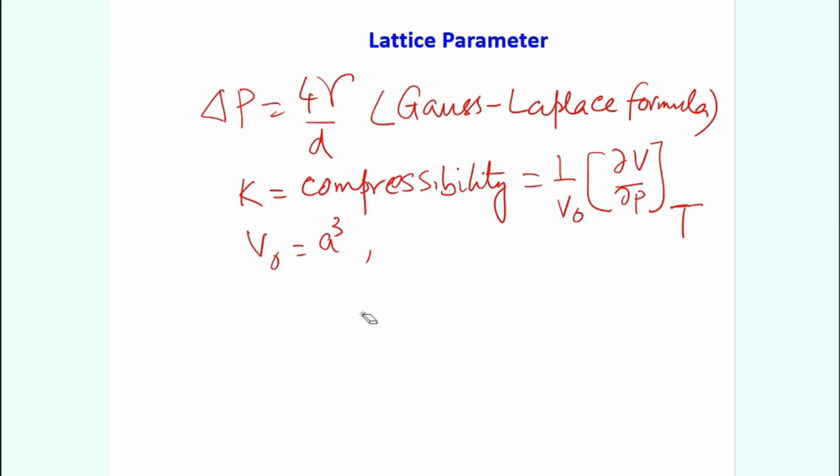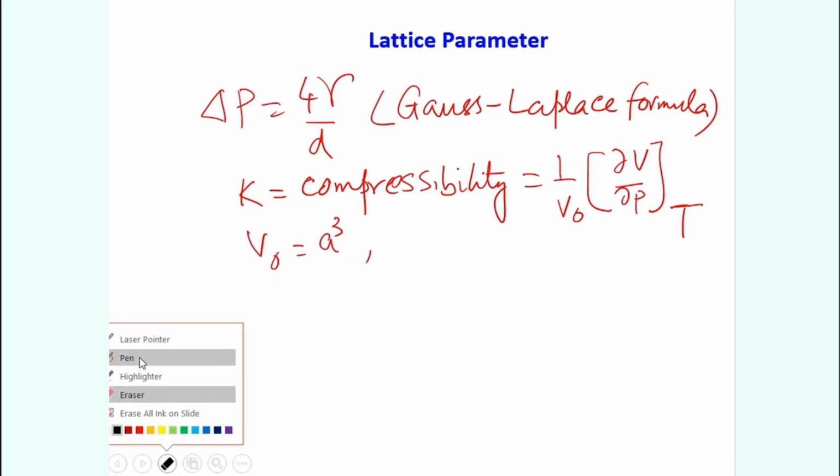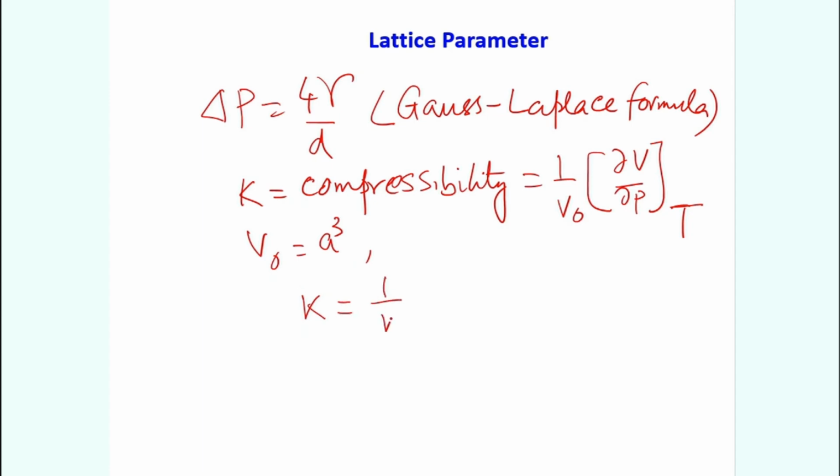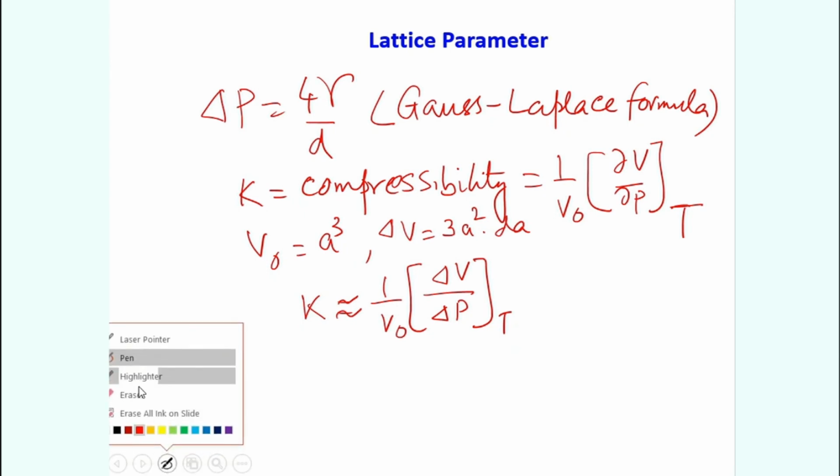So, now I can write down K as 1 by V0 into delta V by delta P, like this. Delta V is an infinitesimal change, delta P is an infinitesimal change. They are no longer differentials, but infinitesimal changes, so K is almost equivalent to this. Now I know V0, so delta V is 3a square into delta A, not dA, you should write delta A. Mathematically, it should be right.